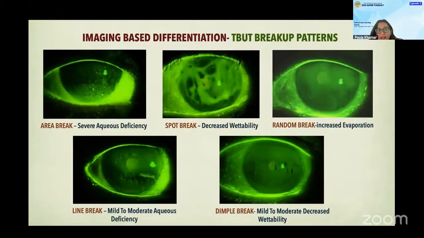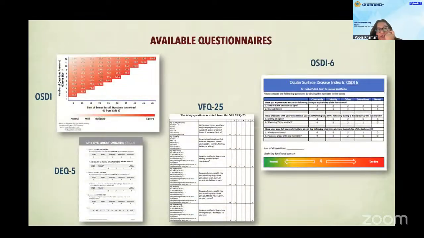Tear film breakup time with fluorescein staining can give you a lot of answers. If there is a complete area break, you're dealing with severe aqueous deficiency. A spotty break means decreased wettability. A random break can be a sign of increased evaporation. A line kind of break means mild to moderate aqueous deficiency, and a dimple kind of break means mild to moderate decreased wettability. So a tear film breakup time test can give you a lot more information on what type of dry eye it is, whether evaporative, aqueous or mixed.